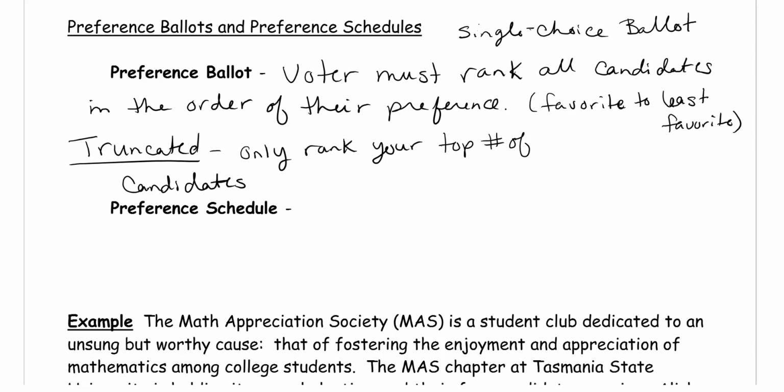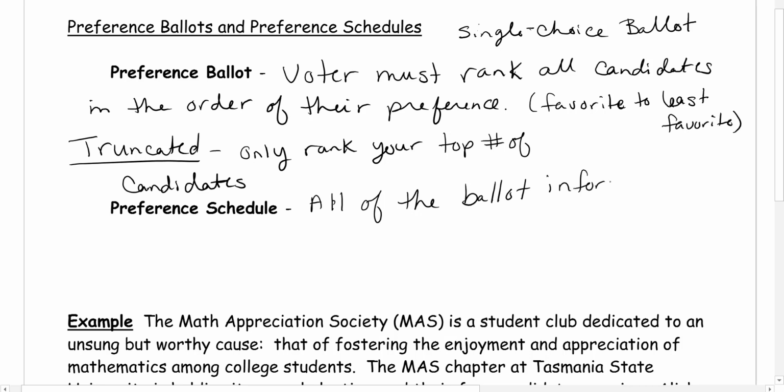Next, we're going to talk about a preference schedule. A preference schedule is all of the ballot information in tabular form. So it's all of our ballot information in tabular form.